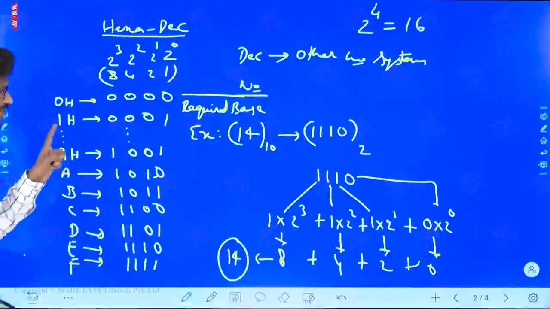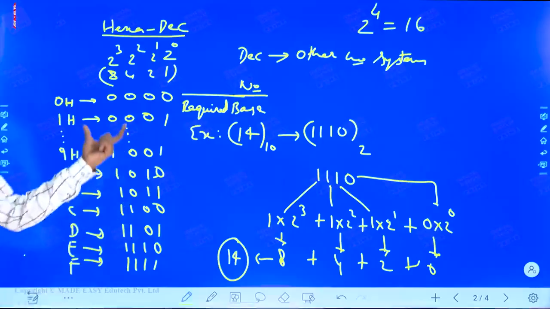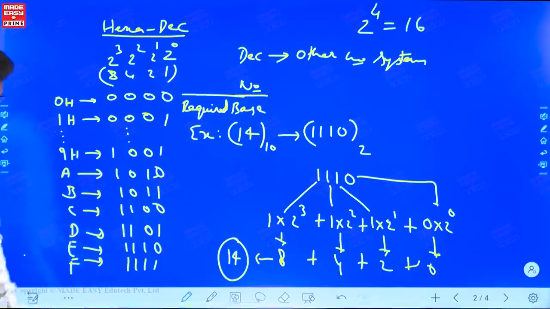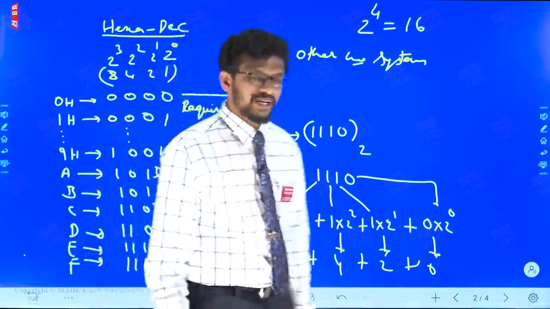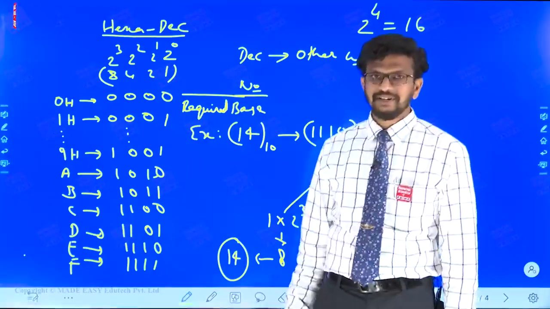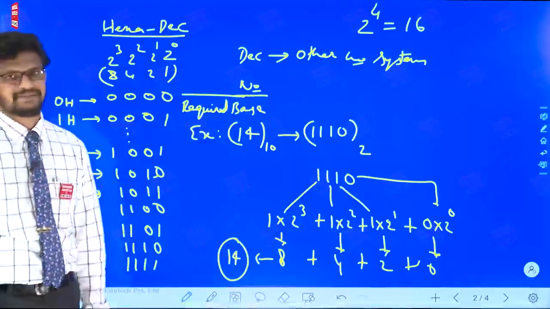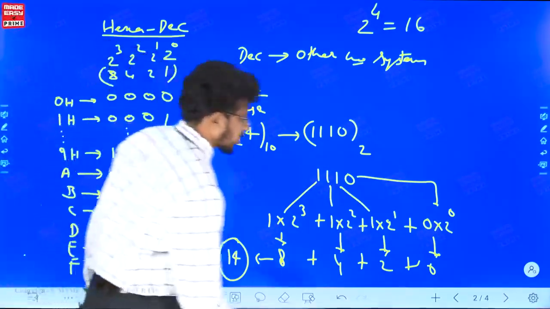1 hexadecimal digit is equal to 4 binary bits. Therefore, we have to take groups of 4 bits. In the previous topic I discussed the meaning of a group of 4 bits, called a nibble. So we take 1 hexadecimal digit as a nibble. Okay, now continue the point.